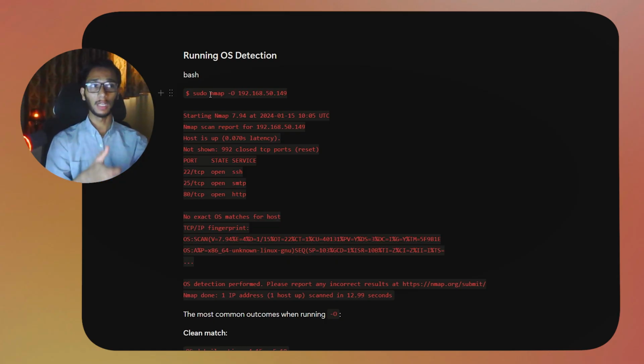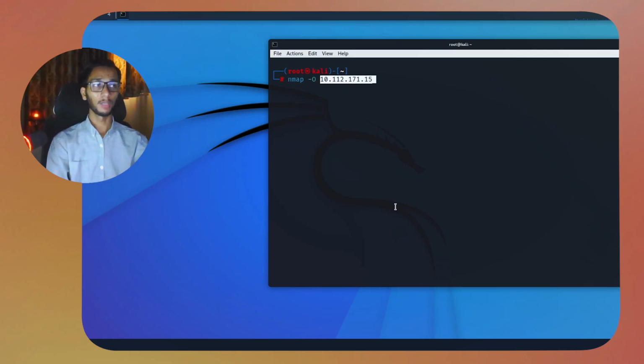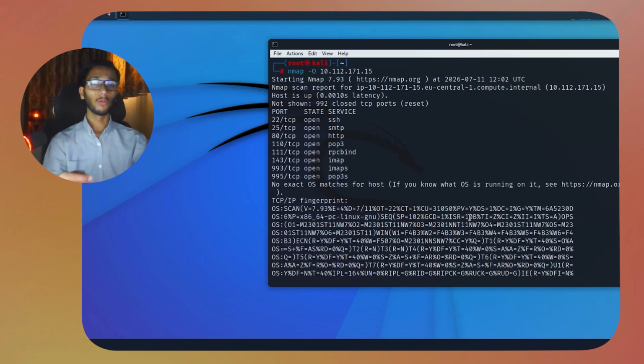So this is the Nmap, this is the -O for operating system detection, and this is the target machine. Over here I'm on my Kali Linux, and what we're gonna do is I will just do the Nmap -O and then specify the target, okay? So this is the target machine IP, and let's just start this scan and wait for the detail.